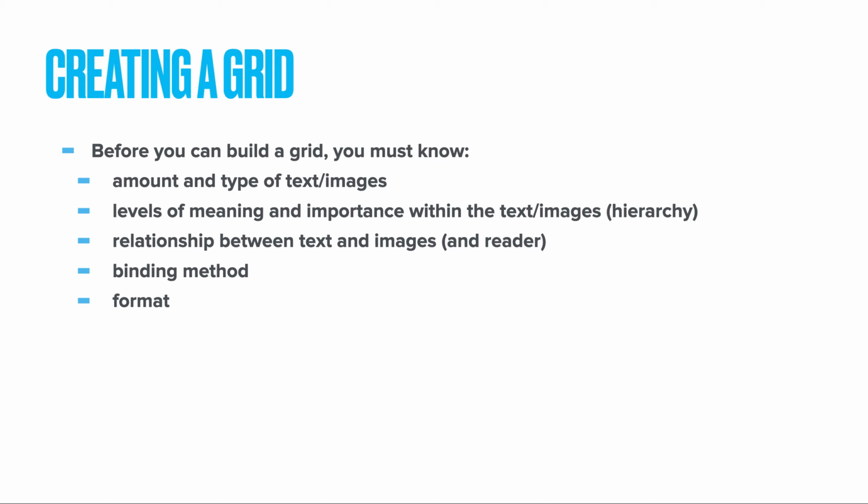So before you can actually build a grid, you must think about what kind of text and images are going to be needed and used and how many. Thinking about what your hierarchy is, what should they see first, second, and third, how text and images work together and how we read them. And sometimes you've read things before where the description of the photograph is kind of distracting when you're reading the actual text. So compare or pay attention to proximity and space within those things.